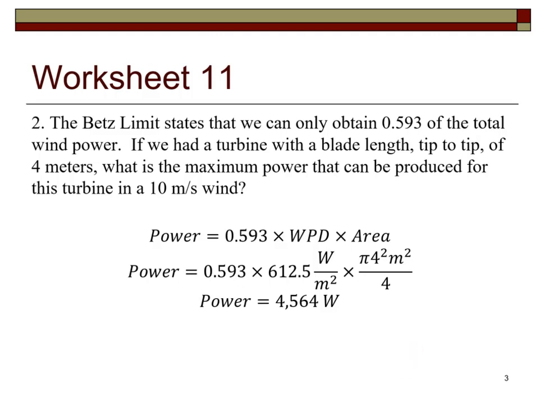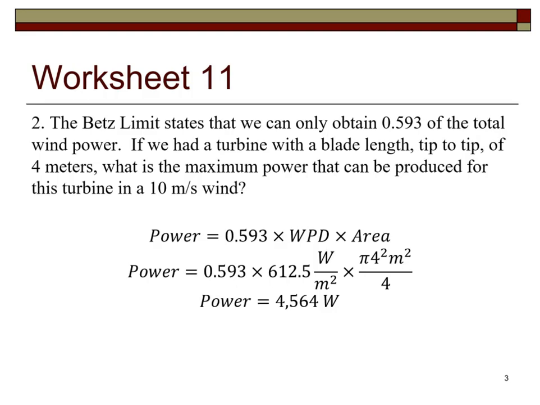The Betz limit states that we can only obtain 0.593 of the total wind power. Not all the power of the wind can be converted to useful energy. Therefore, the absolute most energy that can be captured from the wind is the Betz limit.